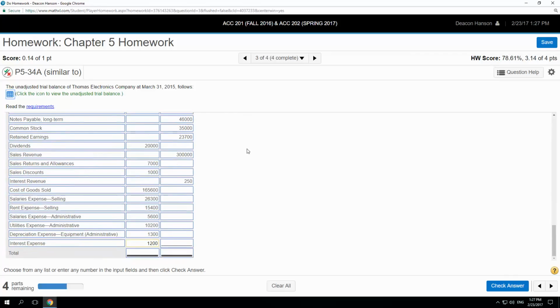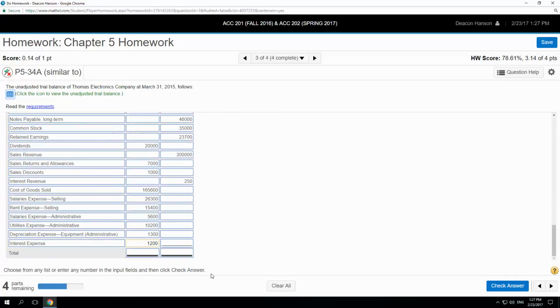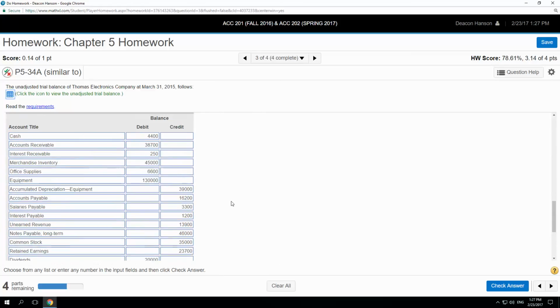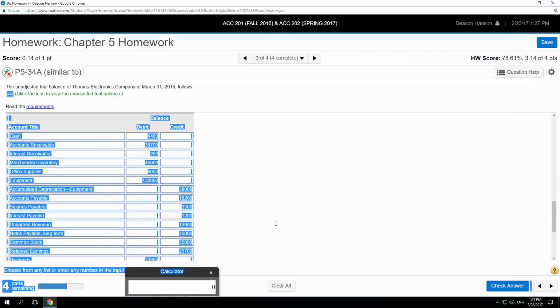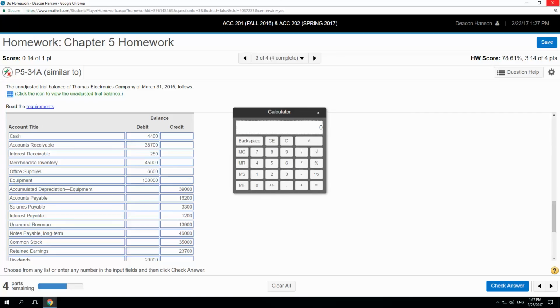But to make sure we did this right, I've got to add up all of my debits and add up all of my credits, and they need to balance. If they don't balance, then I'm going to have to go back and figure out where I did something wrong. So let's start with my debits. So I'm starting with cash and adding downwards.